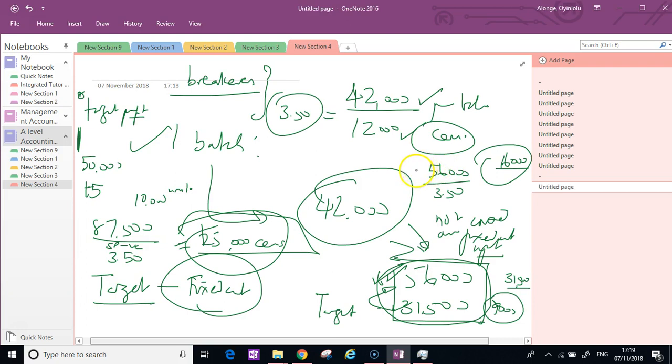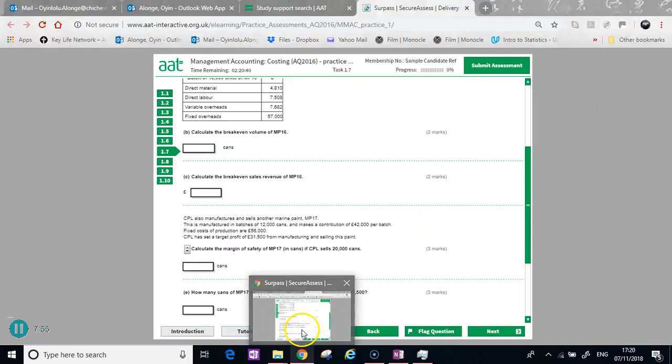So you can do it. You could break it up. You could first find the number of cans you need to break even, and then look at the target profit and divide that target profit by your contribution to give you the extra cans you need to meet that profit. So far I need 25,000 cans. And let's look at the final bit of the question.